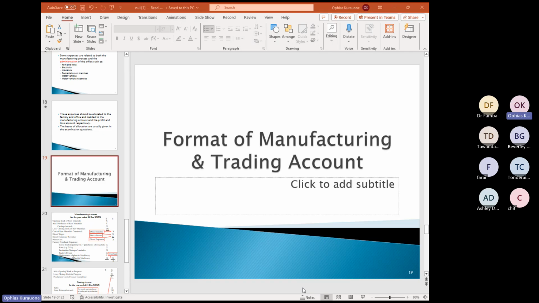We're just looking at the basics, keywords, so that when you meet them in the format, you can understand what they mean and how we classify those costs. Like what I said, costs can be classified as direct or indirect.